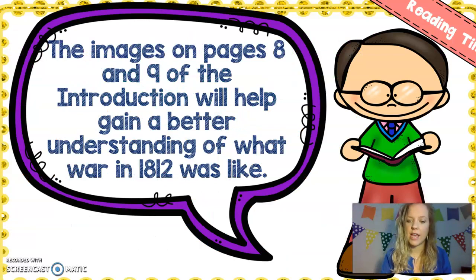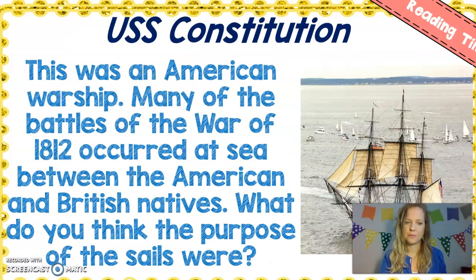The images on page 8 of your reader and page 9 of the introduction will help gain a better understanding of what the War of 1812 was like. If you look at those pictures, it can give you a visual of what the war was like. So this was an American warship. Many of the battles of the War of 1812 occurred at sea between the American and British navies. What do you think the purpose of the sails was? I want you to think about that. What do you think the purpose of the sails was? You can say it.